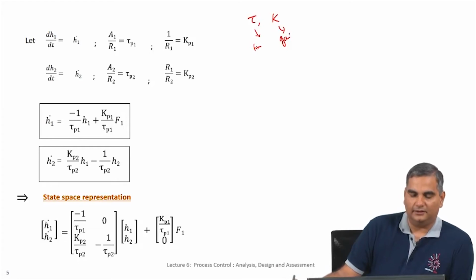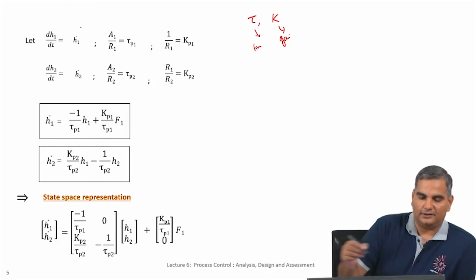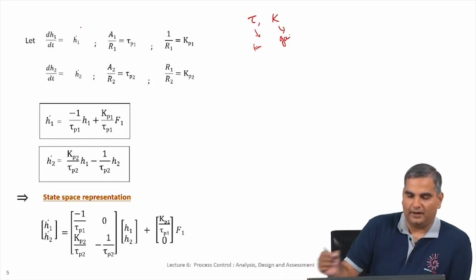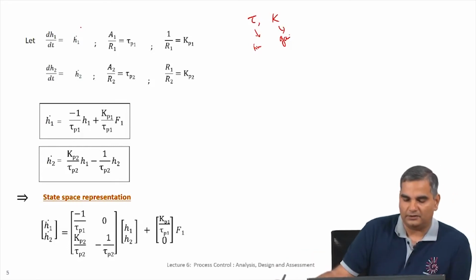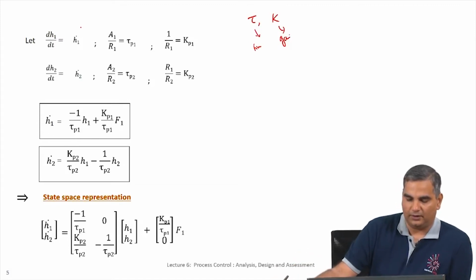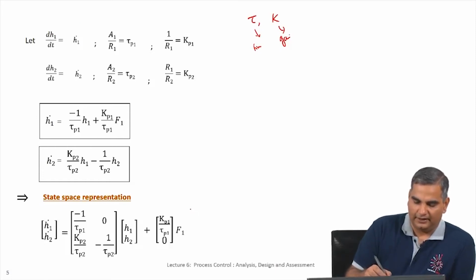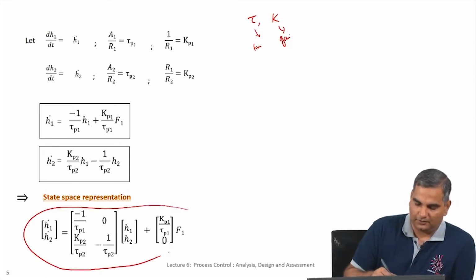In this case, I define dH1/dt as h1 dot, dH2/dt as h2 dot, and I define two time constants tau p1 and tau p2, and I define Kp1 and Kp2 and do some algebra, and finally I will get this state space form. So, this is the important form.